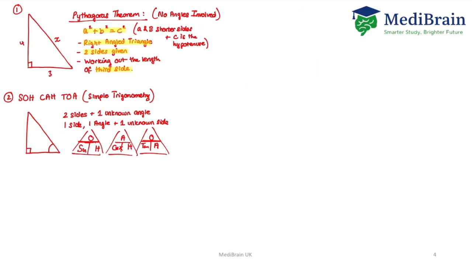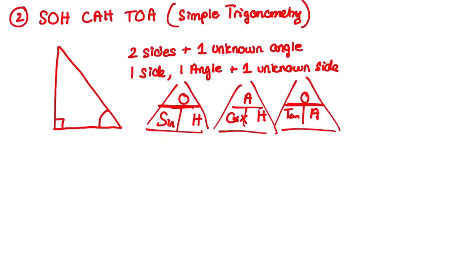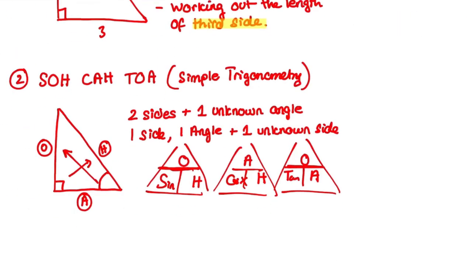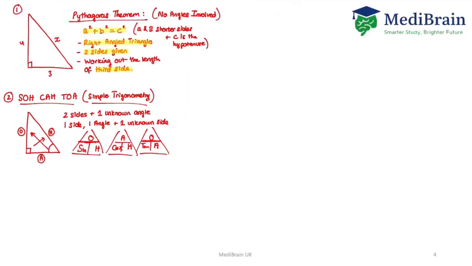And labeling the sides, the hypotenuse is always opposite to the right angle. You have your hypotenuse, which is the longest side in the triangle. The angle that you've been given, opposite it will be the opposite, and then the side which is left over is the adjacent. That's how you would label your triangles. So that was the second lesson, SOHCAHTOA, which is your simple trigonometry.